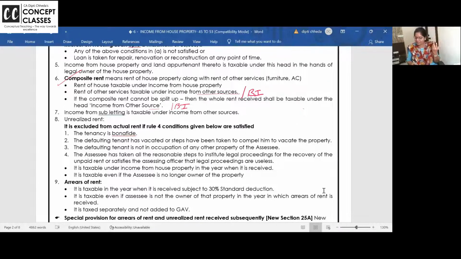Next one is like a super favorite flavor, like chocolate flavor for the exam. Somewhere or the other this goes on. Income from subletting is taxable under income from other sources. Now, this is very popular nowadays. Very popular. Listen to a nice example.